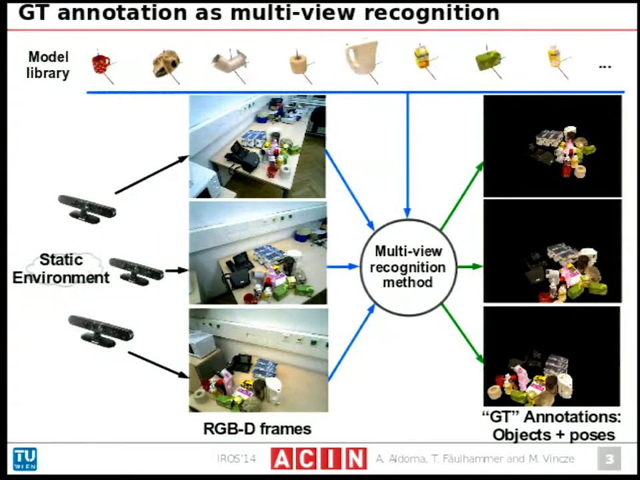Instead, in this work, we suppose that we can move around a static environment with an RGBD camera and then formulate the annotation of ground truth data as a multi-view object recognition problem. And we argue that the results that we obtain in this multi-view setting are very close to the ground truth of the actual data.